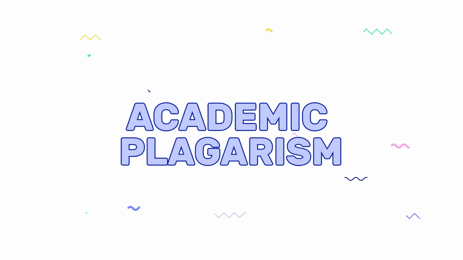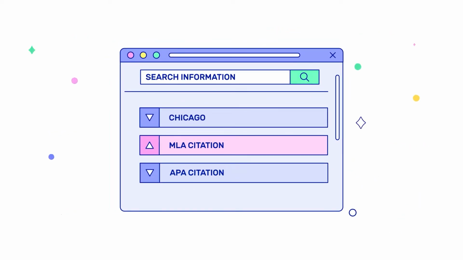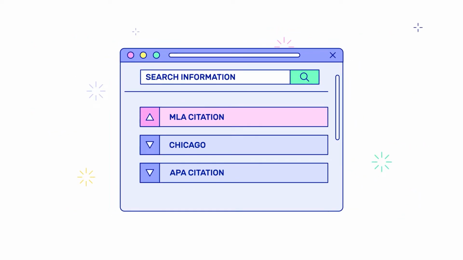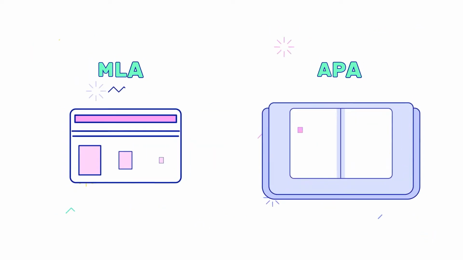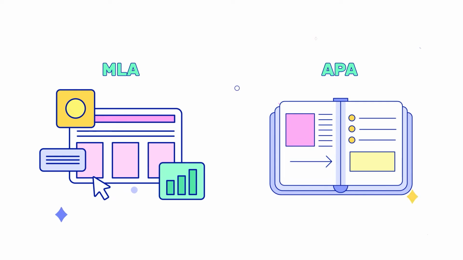So be sure to save yourself some future frustration by double-checking which citation style you'll be using even before beginning your essay. Now then, let's take a look at two citation styles and ask ourselves, what's the difference between MLA and APA citations? As a student, learning both MLA and APA citations can really help you out with your essays.